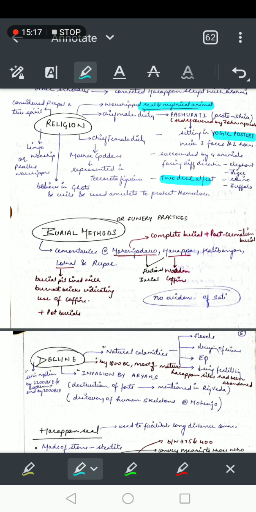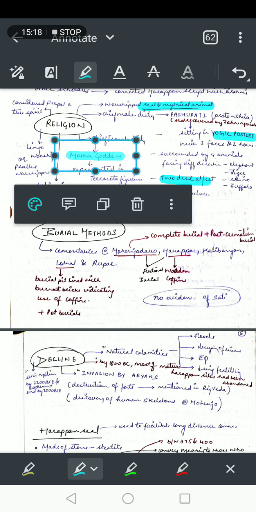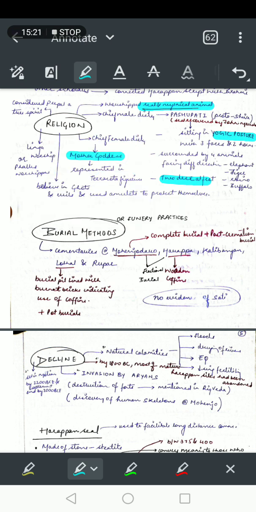The chief female deity was the mother goddess, and we get to know about her from the various terracotta figurines. They used to do linga worship and phallus worship. They used to wear amulets, and from there we get to know that they believed in ghosts and evils.